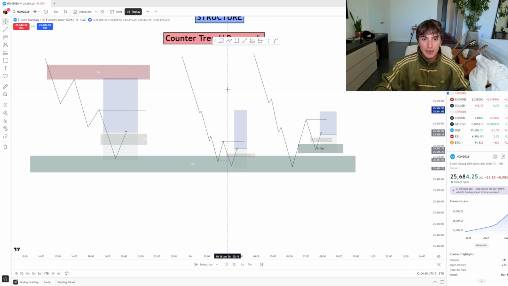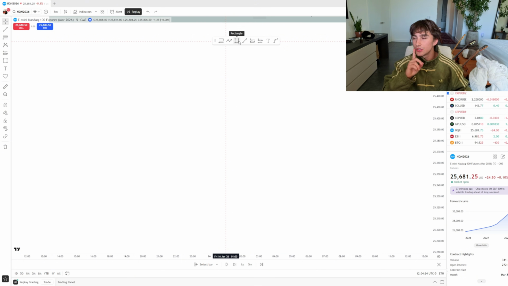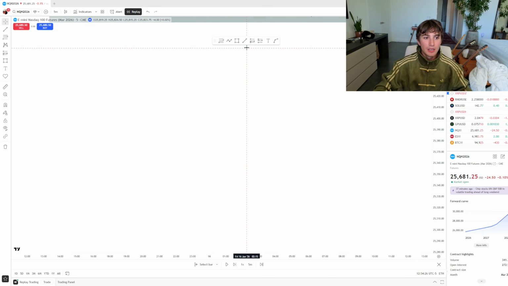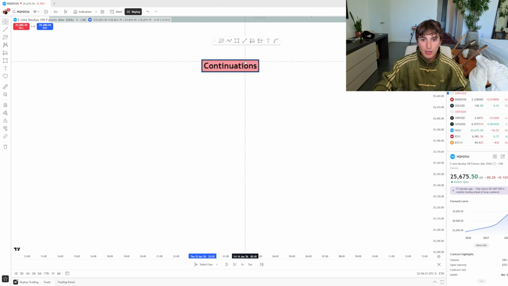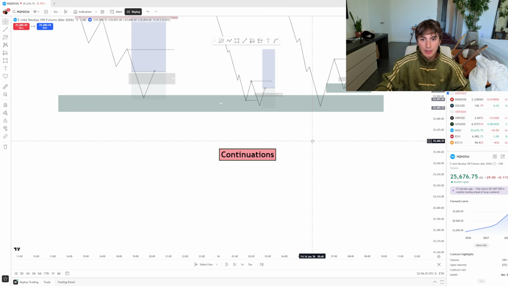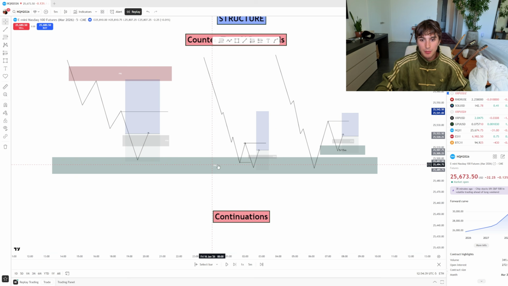Now let's get into continuations, because continuations is the easiest, right? And so when you're taking a continuation, that obviously is the opposite of taking a reversal, where you're trying to catch the beginning of the move.